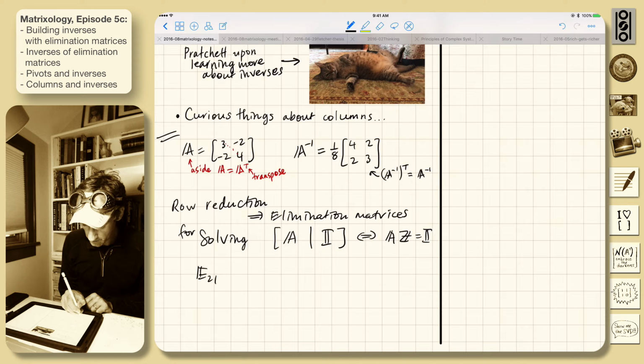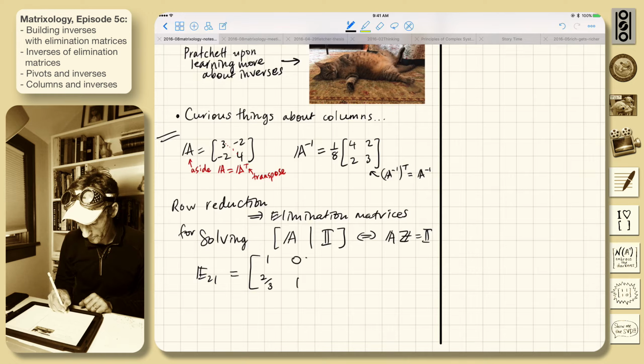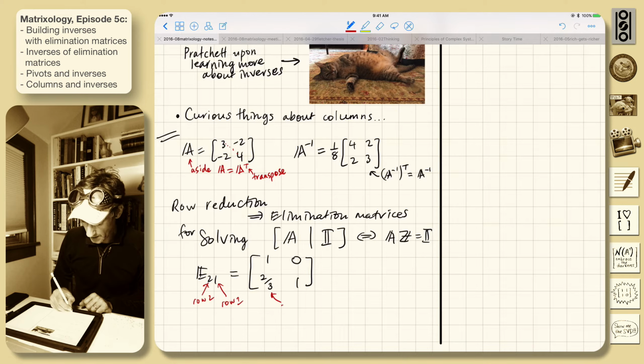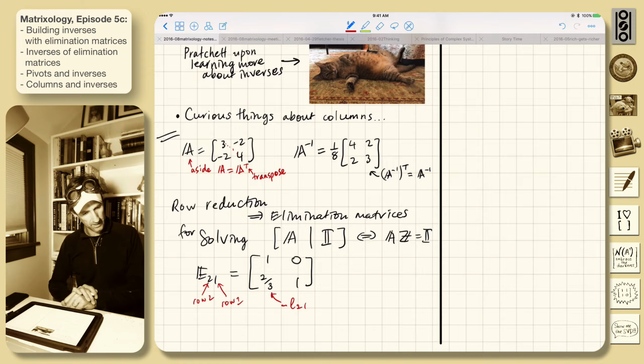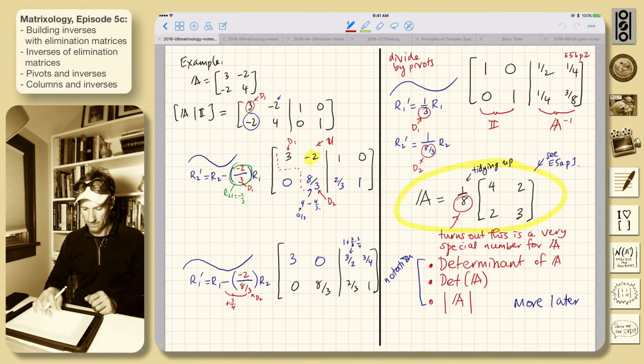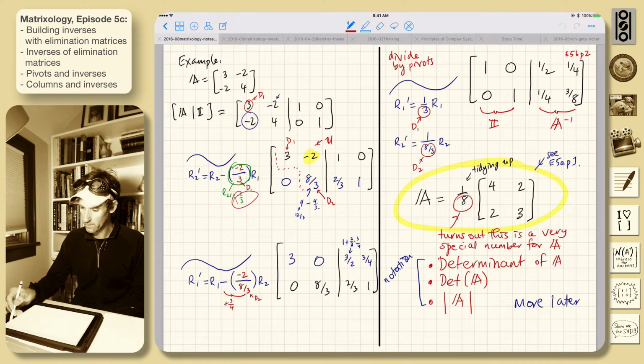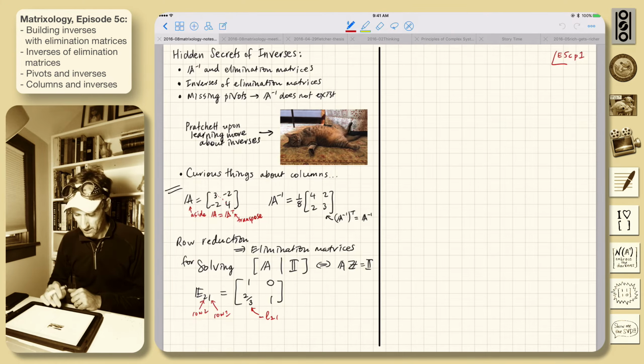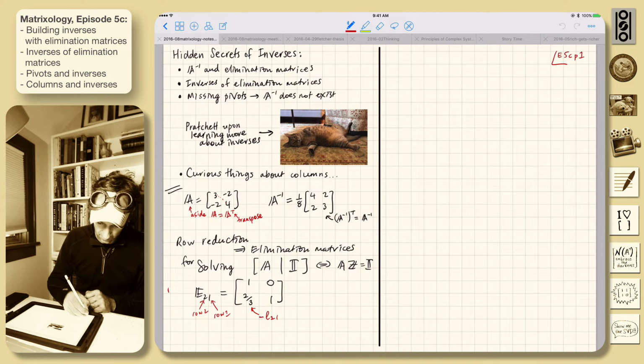So E21 is equal to, and it's always the multiplier sitting here. So this is row 2, this is row 1, and this is minus L21. Did I get that right? Yes, right. So L21 was 2/3 here, and that's our gain. Elimination matrices always look like the identity matrix with just one multiplier in there. So if it's E73, that's multiplier minus L73 with a minus sign. Confusing. So that's E21, the first row operation.